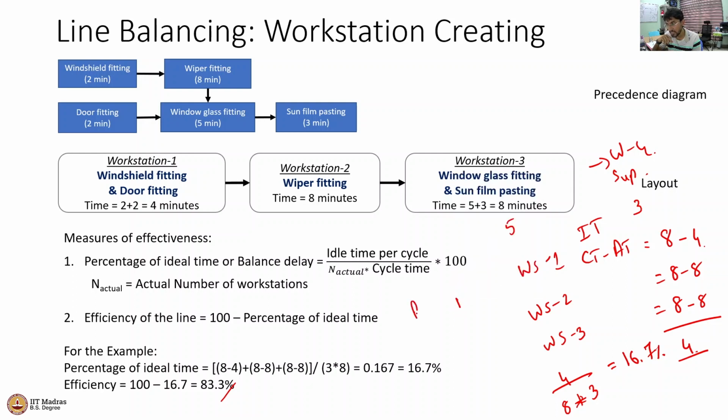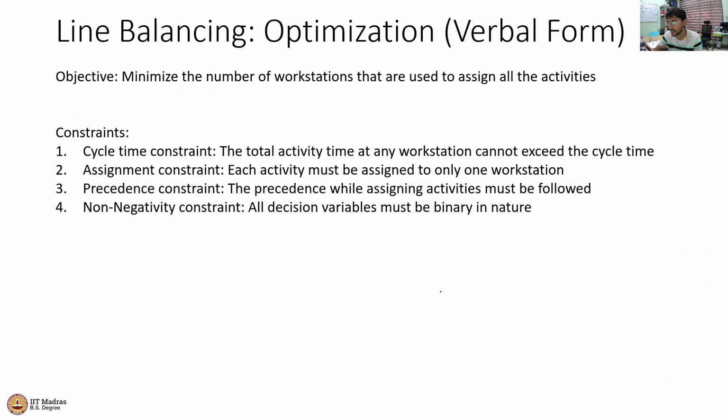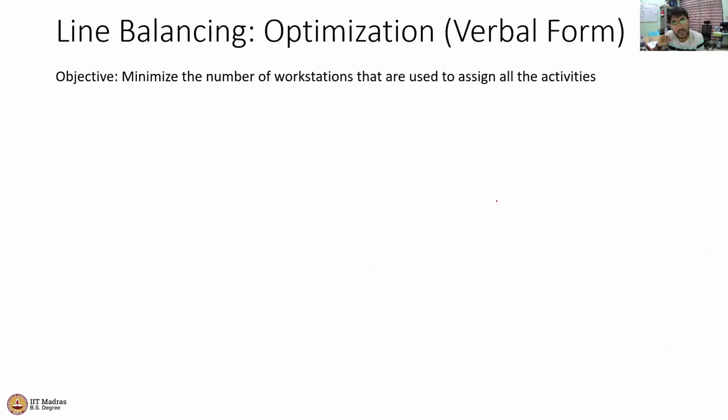My balance delay, if I use 4 workstations, would now become 4 plus 0 plus 3 plus 5 divided by 4 into 8, which is obviously going to increase, right? So my balance delay, the total amount of idle time that I spend, is going to increase. To avoid this, I want to minimize the number of workstations that I use for assigning all of these activities. So that is going to be my objective.